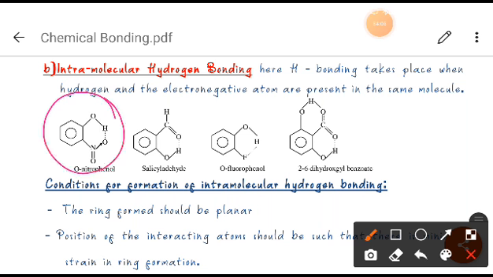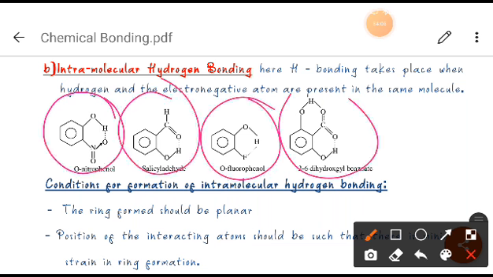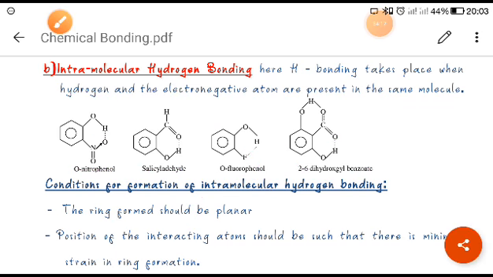As you can see the example of this and this. Here you can see a hydrogen bond here, here again a hydrogen bond, here again a hydrogen bond. So this type of bond is called what? Intramolecular hydrogen bond, right. So I hope you have understood. Now next we can talk about the nature of hydrogen bond.